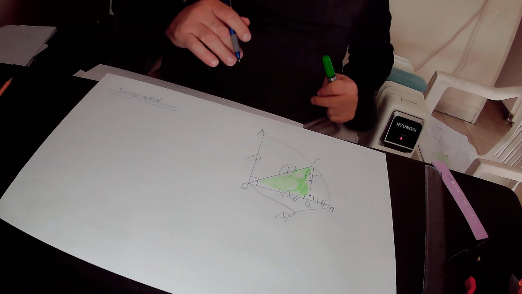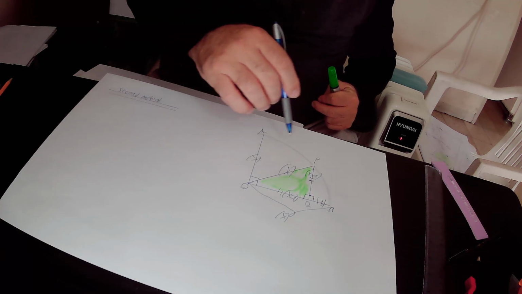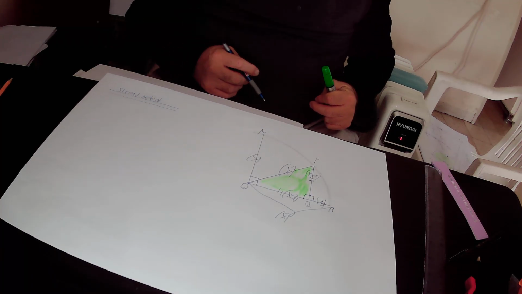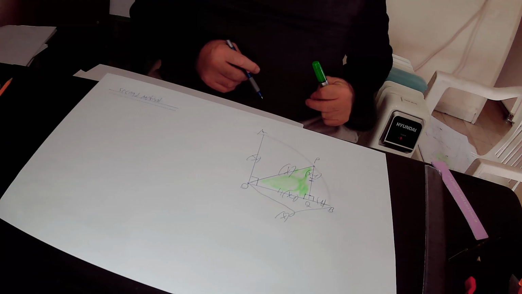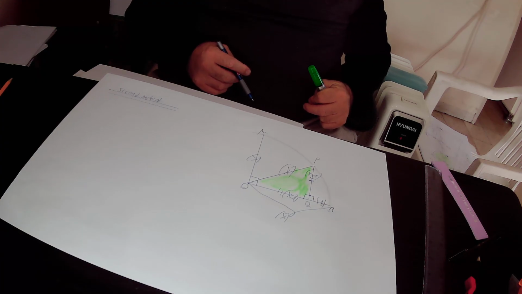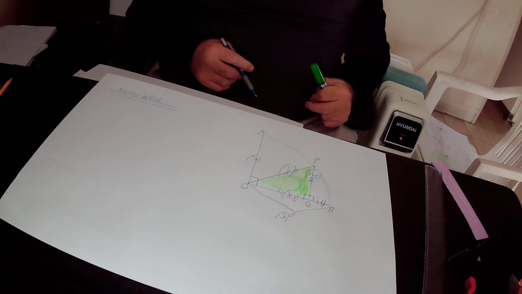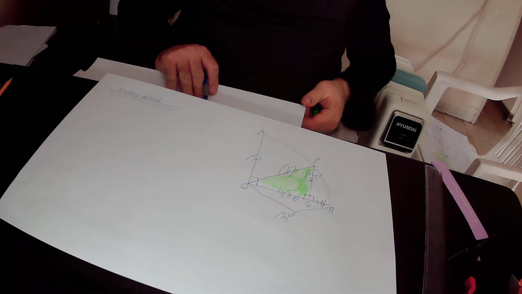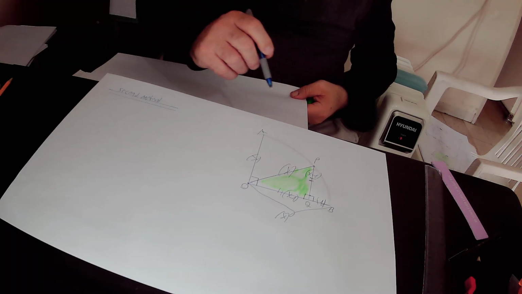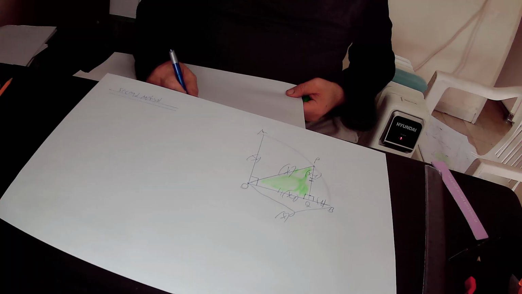According to the Pythagoras theorem, in any right triangle, the square of the hypotenuse equals the sum of the squares of the perpendicular sides. So OP is the hypotenuse in the right triangle OPQ.